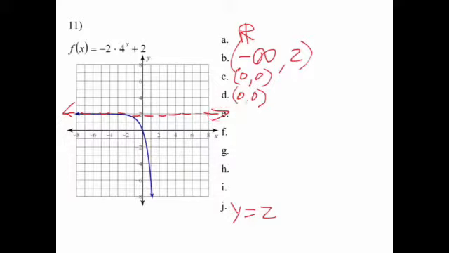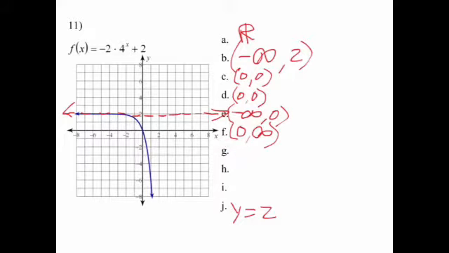E is asking where is it positive? Well, right here at 0, 0, it switches between being positive and negative. On the left side, it's positive. On the right side, it's negative. And so, my interval where it's positive is from negative infinity until I reach 0. And the interval where it's negative is from 0 onward, from 0 to the right.